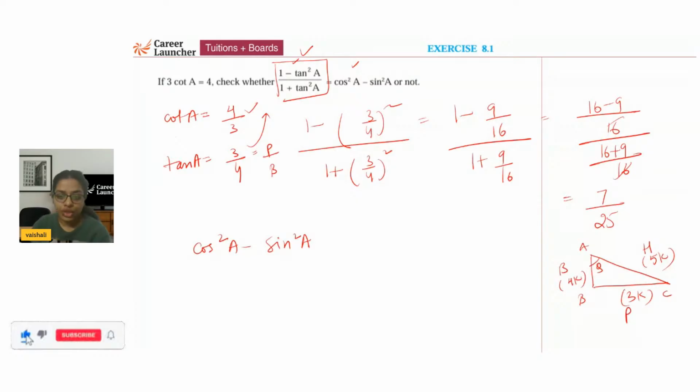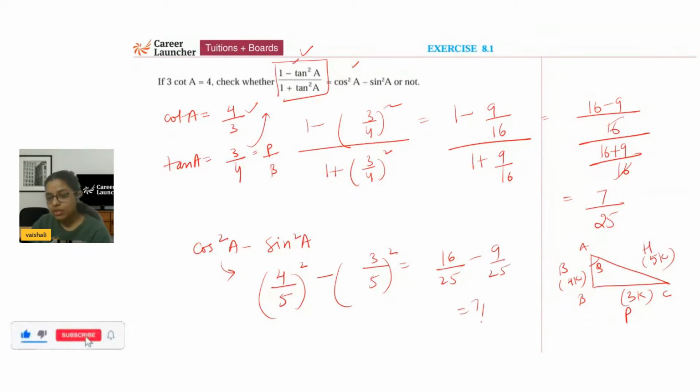So now you know what is the value of cos, what is the value of sine. So cos is what? Write your values, everyone. So it is base upon hypotenuse, which is 4 by 5 minus, now this is whole square, just remember that. Your sine is 3 by 5 whole square. So 16 by 25 minus 9 by 25, it is the same thing which is 7 by 25, and you are done with the question. And we can also say that yes, both of these are equal to each other because both are equivalent to 7 by 25. And we are done with this question as well.